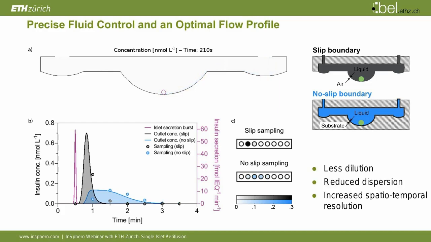So what do we learn from this? In an open microfluidic chip system, such as the microfluidic hanging drops, we have less dilution, we have a reduced dispersion, and with this we have an increased spatial temporal resolution, which is important to record or resolve very fast occurring events.